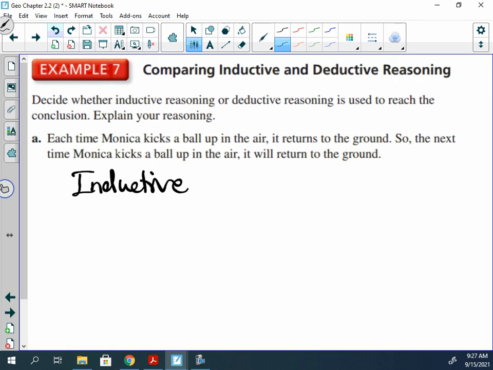And what is happening here, each time Monica kicks a ball up into the air, it returns to the ground. Is that a fact? Because this is based off of a pattern. It's based off observations. She's saying every time she kicks it up into the air, it returns to the ground. Each time I do this, it happens. So the next time Monica kicks the ball up into the air, it will return to the ground. It's an observation. It is a pattern. It is inductive reasoning. Questions on this here?